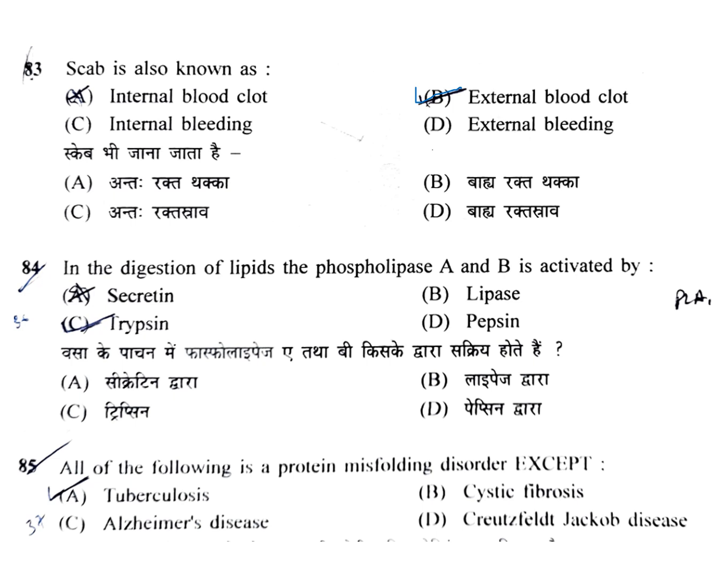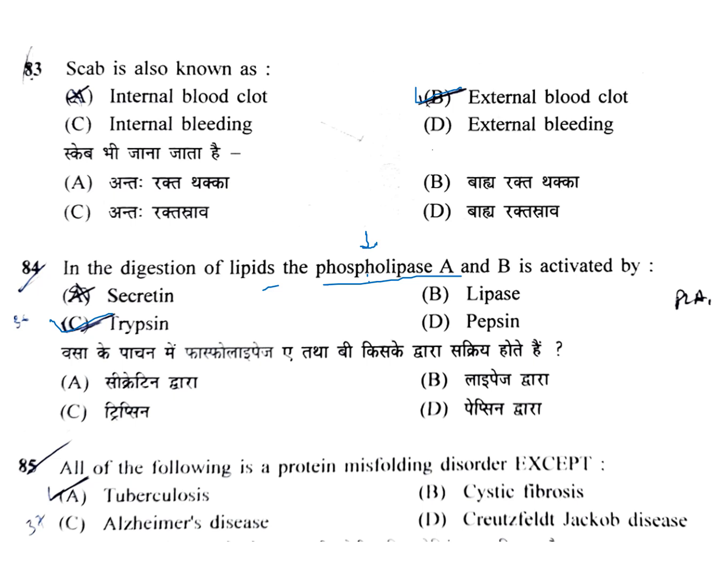In the digestion of lipids, phospholipase A and B is activated by option A, secretin, option B, lipase, option C, trypsin, option D, pepsin. So the right answer is trypsin. As we were discussing, the enzymes are usually present in their inactive form, and when they are required they are converted to their active form. So there will be some stimulus. For the activation of phospholipase A and B, trypsin cleaves off a part of the inactive enzyme and converts it to active phospholipase A and B in the intestine, when digestion of lipid has to be done.